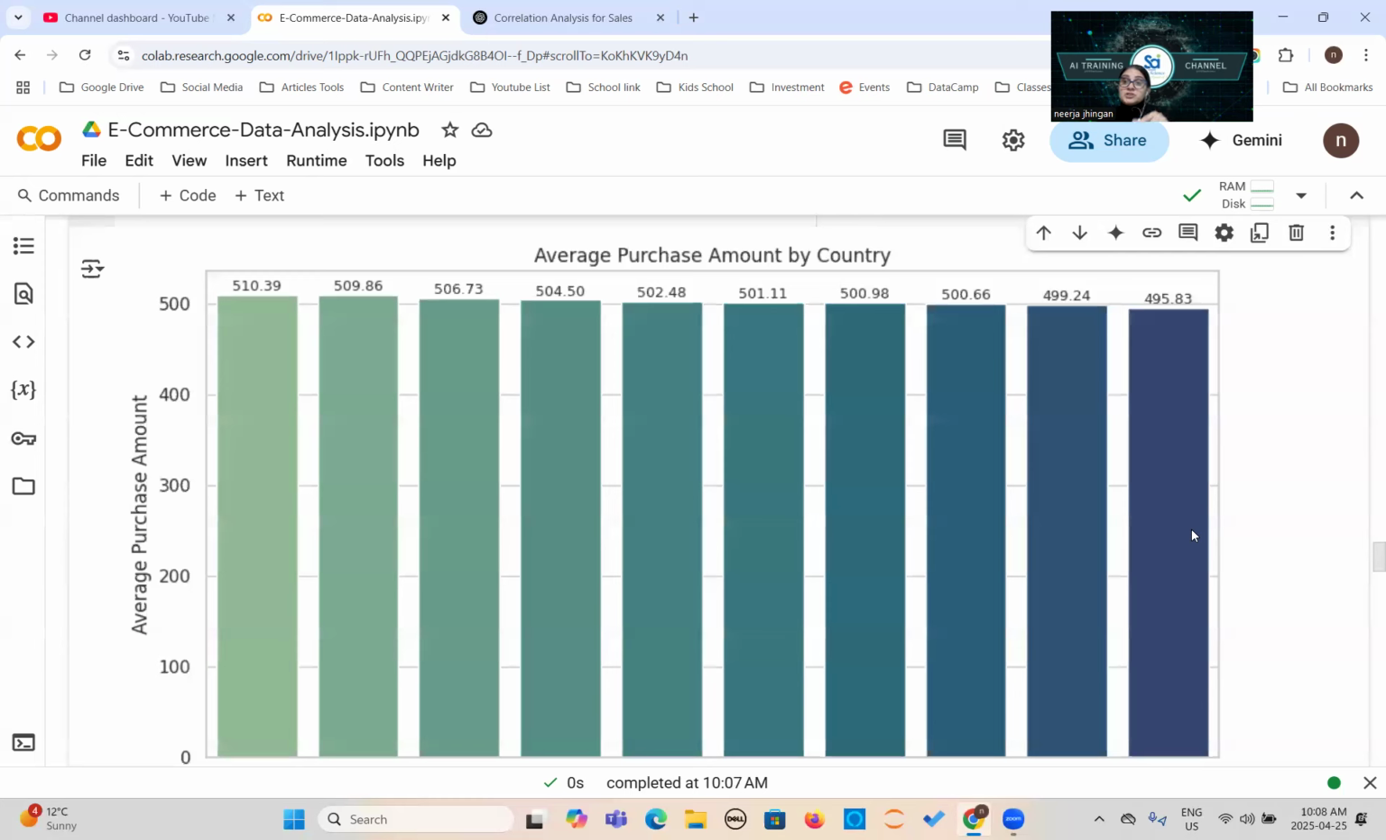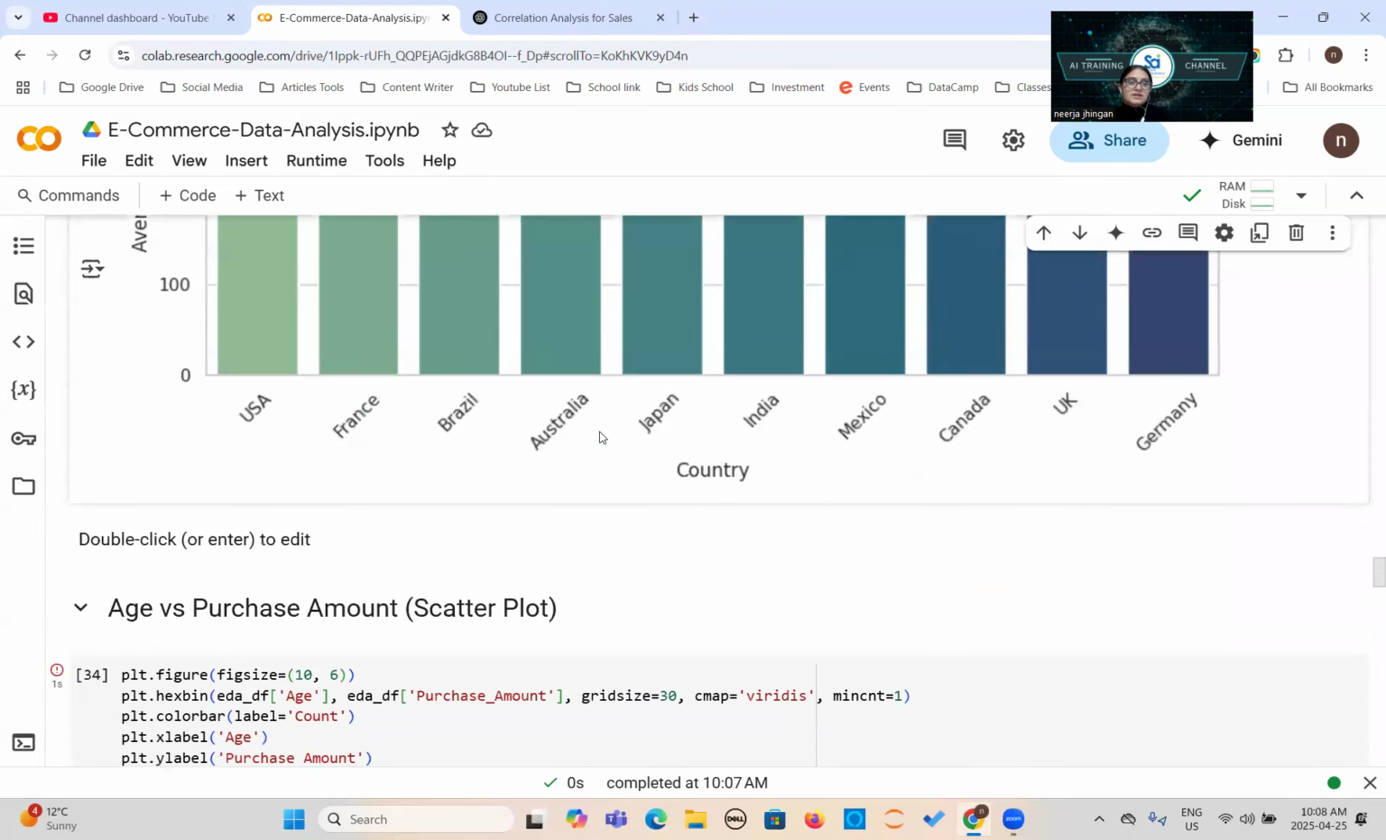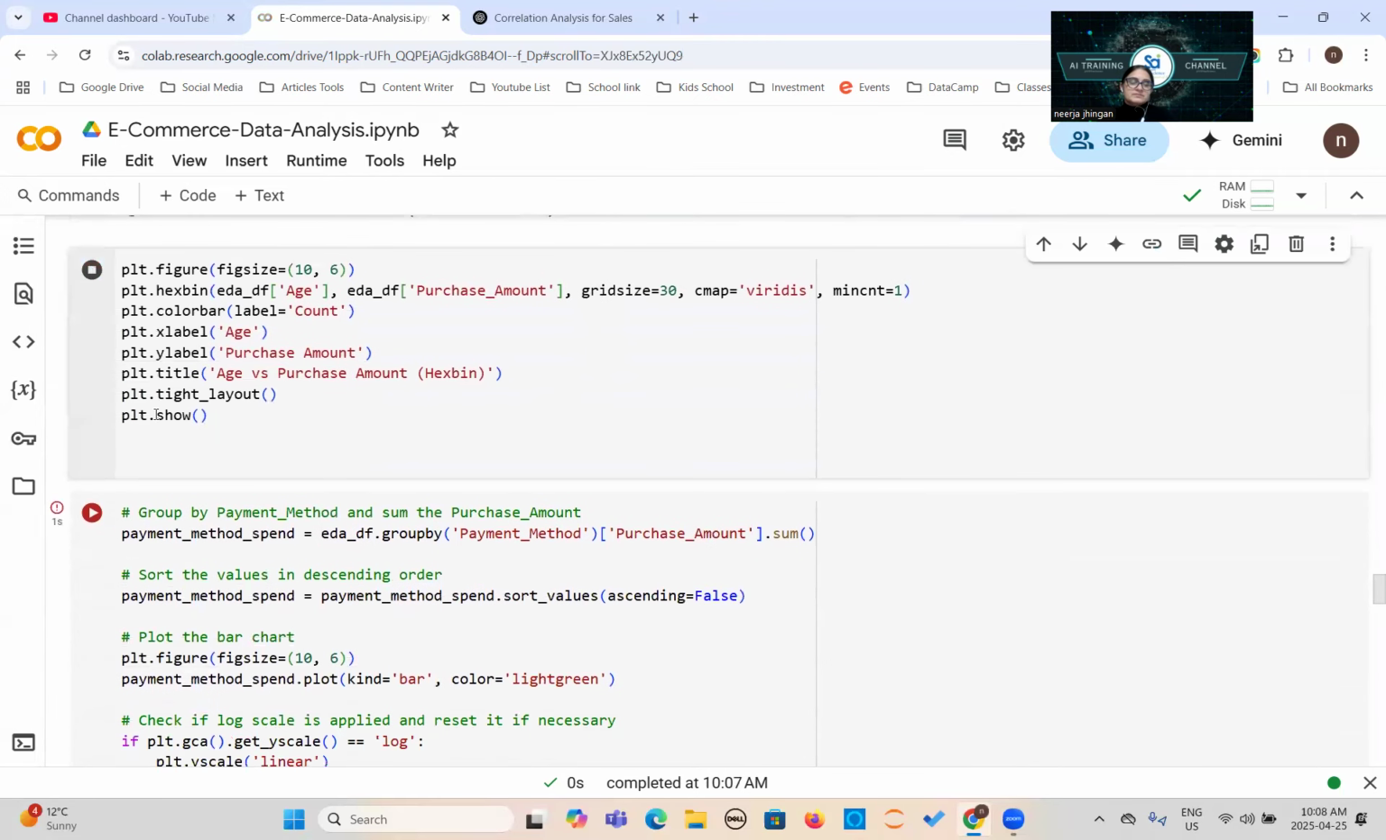Based on the country, which country is spending how much average amount of the money to buying your products. This is another useful information, right? For your stakeholder. So your stakeholder can now take the decision and look for that country specifically, which product they are buying most and how much money they are spending on an average, right? So that's why this graph is very, very useful. And after that, look at this one.